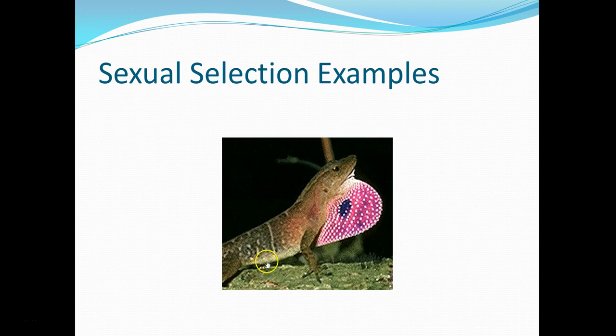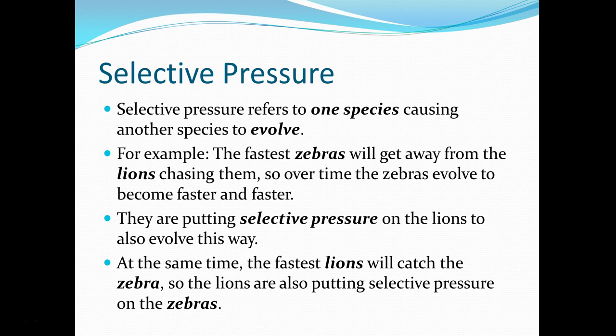Here's another example, a photograph you can see of the throat flap on a lizard. This is a male lizard, and it would use this to attract a female for mating purposes. Selective pressure is when one species puts pressure on another species and causes it to evolve or change over time.